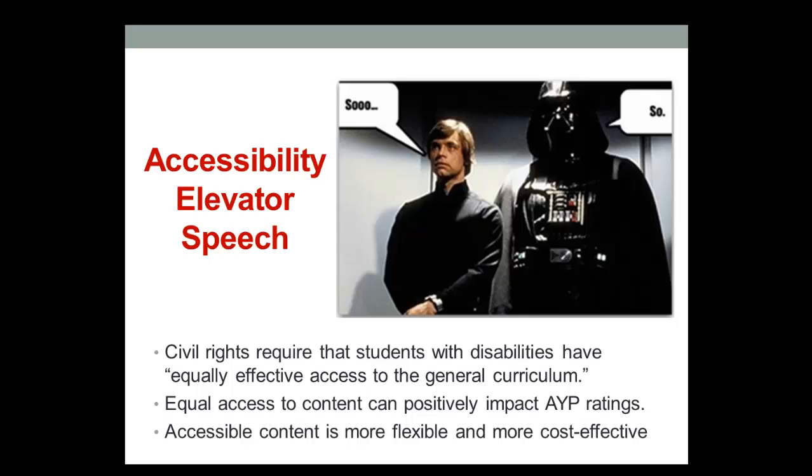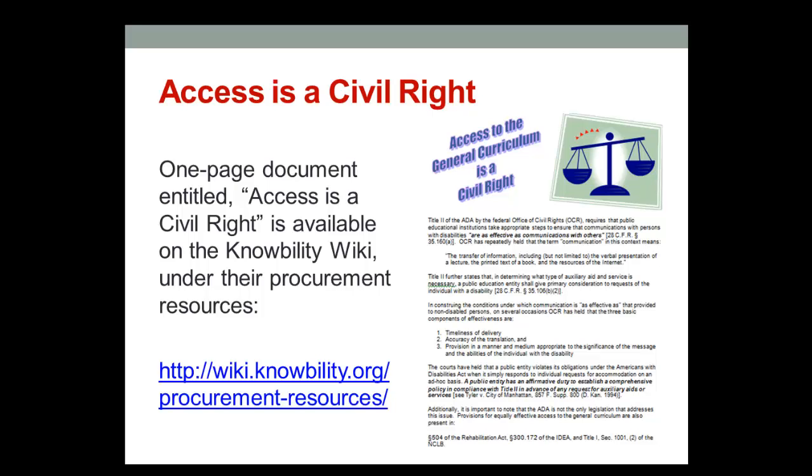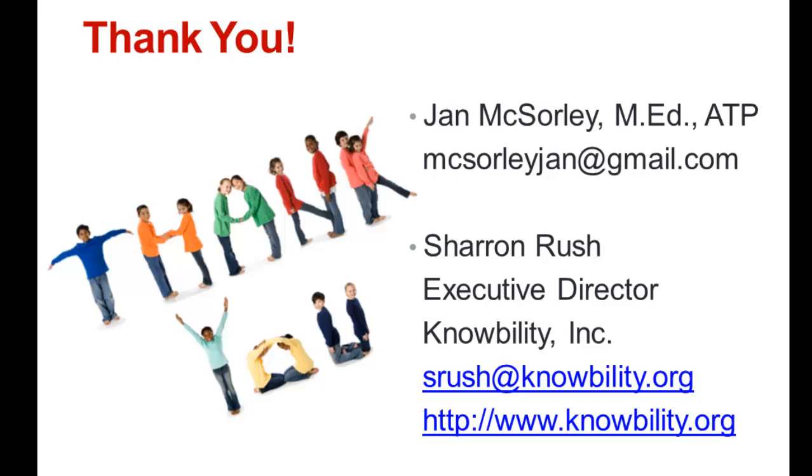With respect to accessibility, it's pretty simple. Civil rights require that students with disabilities have equally effective access to the general curriculum. Equal access to content can positively impact AYP ratings, and accessible content is more flexible and more cost-effective. Knowbility has a one-page document that you might find helpful as you try to raise awareness among the various departments in your school district. It is called Access is a Civil Right, and it is available on the Knowbility Wiki under Procurement Resources.